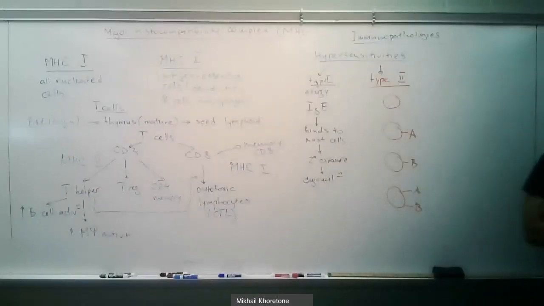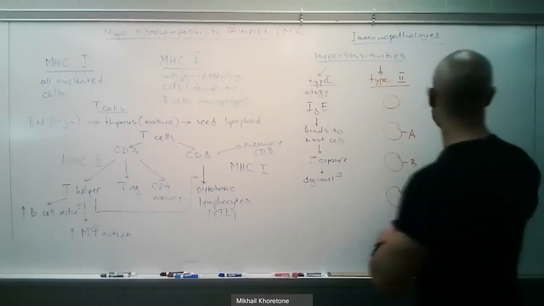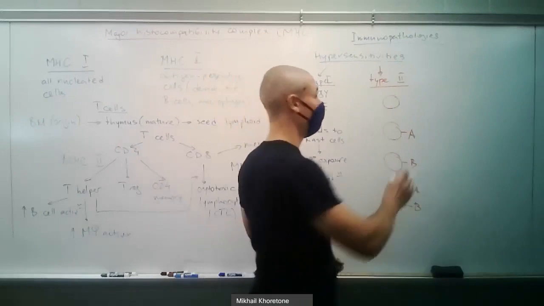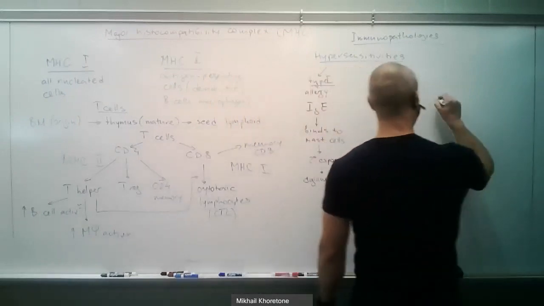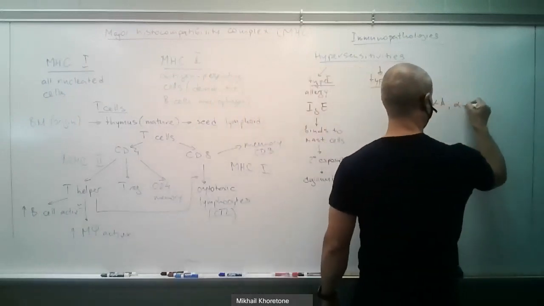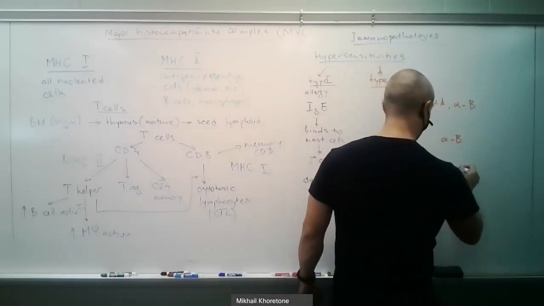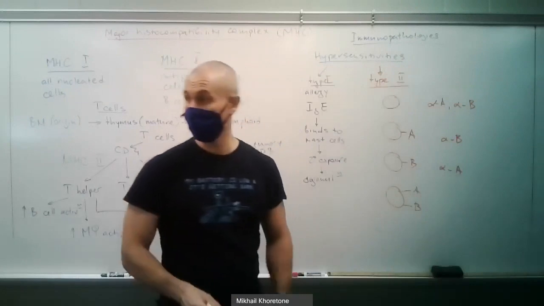On the surface of your red blood cells, you have antigens. Does that make sense? On the cell. In the plasma, in the blood, you have antibodies called agglutinins. So in type O, you have anti-A and anti-B. Here you have only anti-B, only anti-A, and nothing.